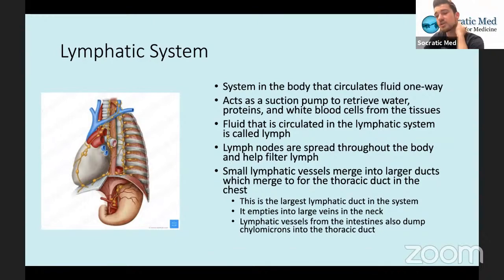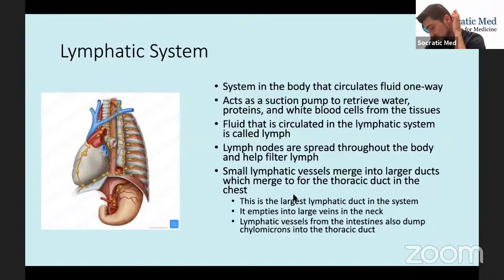Lymph nodes are spread throughout the body and help filter lymph. So they're basically just dispersed throughout the lymphatic system. As you can see, even here to the left, these little dots that are through this orange, those are all lymph nodes, and this is the lymphatic system that's coming up the core. Small lymphatic vessels will merge into larger ducts, which merge into the thoracic duct, into the chest. Thoracic duct is the largest lymphatic duct in the system, and it empties into large veins in the neck.